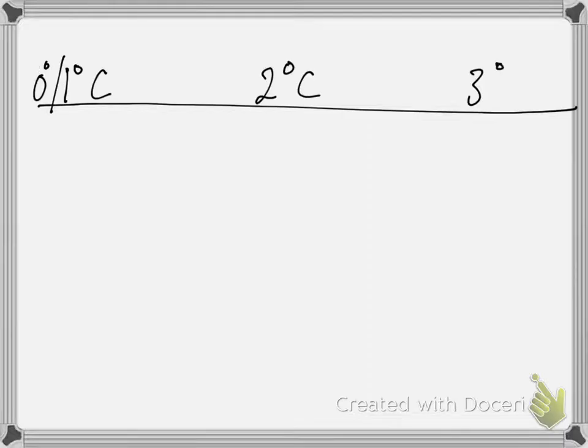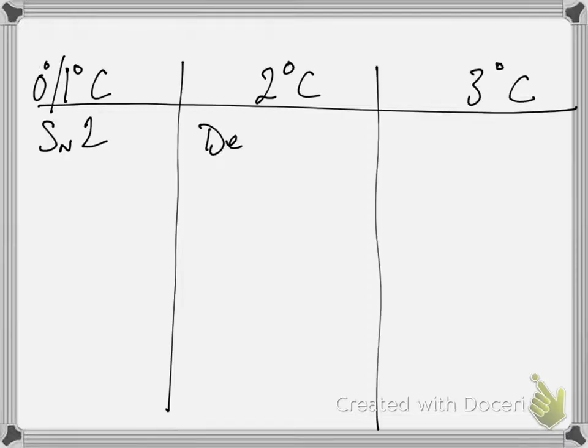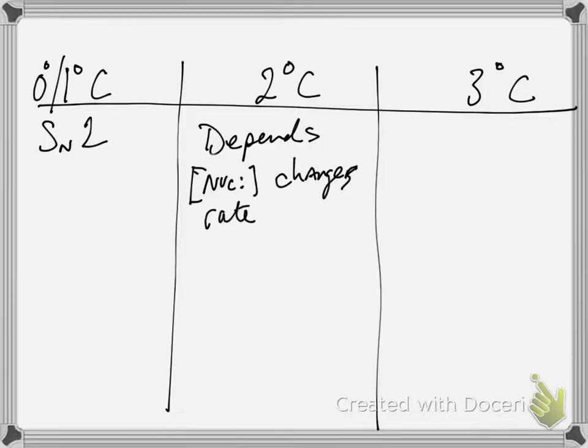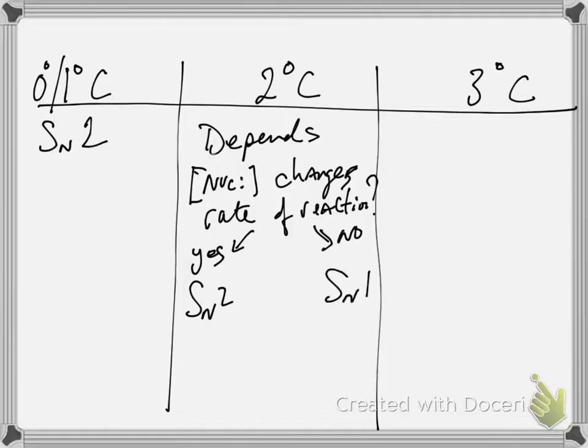Alright, so let's make a summary. Zero and primary carbons, exclusively SN2. Secondary, it depends on data, like we saw in this video. We analyzed 2 data sets. Really depends, does the nucleophile change the rate of reaction? If the answer is yes, it's SN2, and if the answer is no, it's SN1.